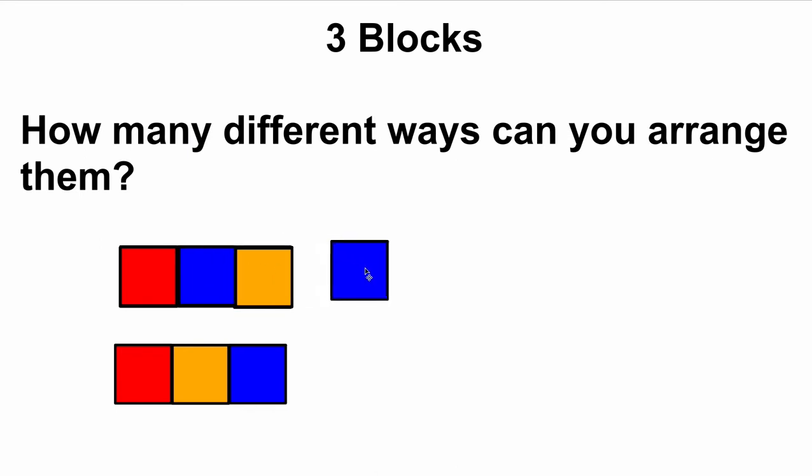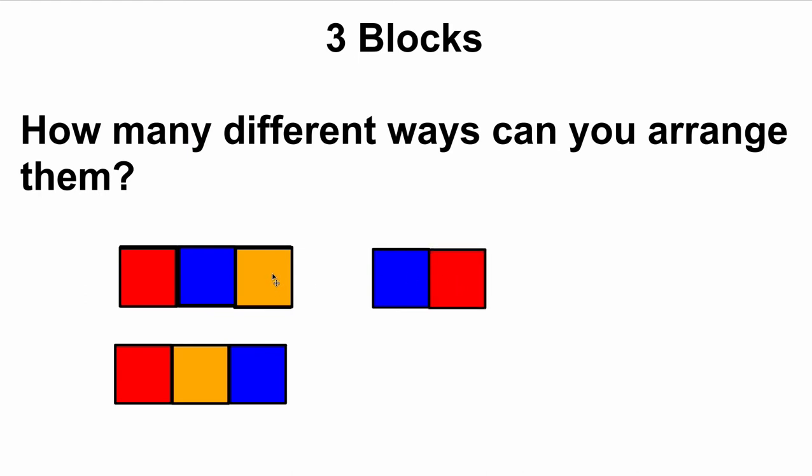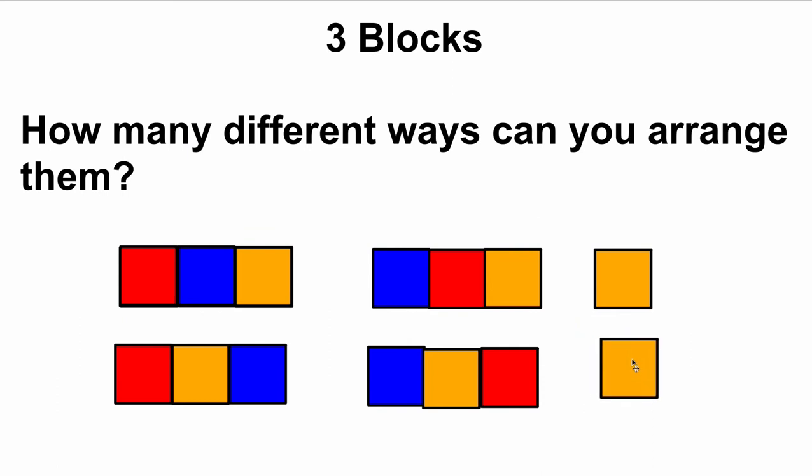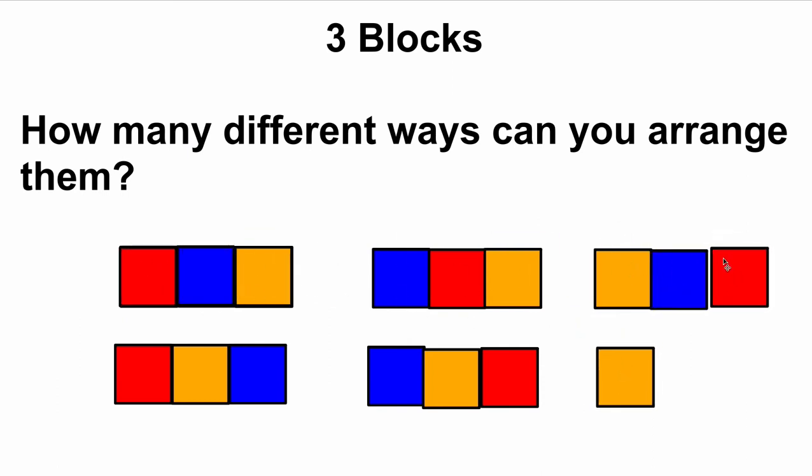Well, I could also choose the first block to be blue. After I've chosen the first block to be blue, I could choose red and then yellow, or I could choose yellow and then red. So once I've picked that first block, I have two ways to arrange the remaining blocks. And the same thing is true with yellow. After I pick yellow, I have two ways that I could arrange the remaining blocks.